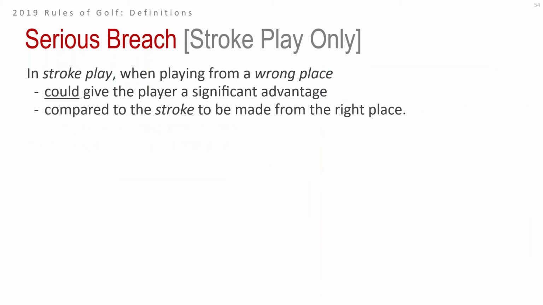So we jump into what a serious breach is, and this is something that only occurs in stroke play. So in stroke play, when a player playing from a wrong place could give a player a significant advantage compared to the stroke being made from the right place.